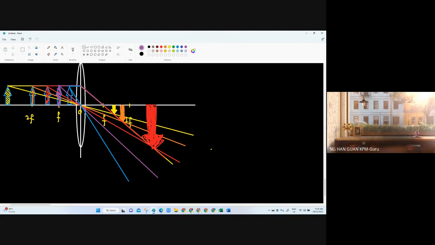Now this F, referring to F, then go straight. So it cannot meet. It cannot meet because of what? They are parallel. They are parallel, so it cannot meet. Even if you extend backward here, it also cannot meet. That's why it is at infinity. So there is no image.